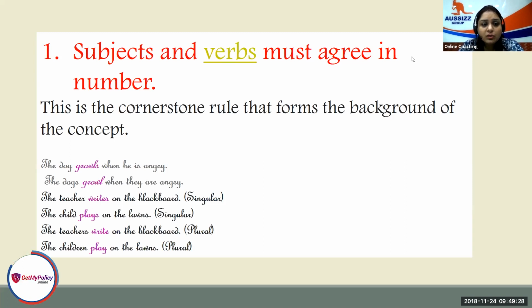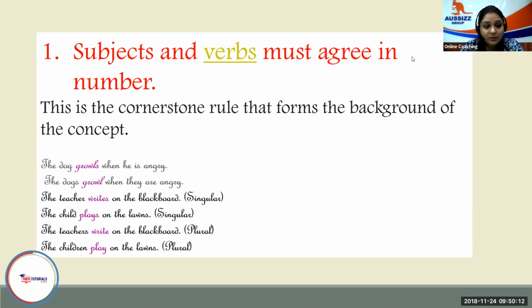Example: the dog growls when he is angry, and the dogs growl when they are angry. What is the difference? The dog, here we can see a singular dog, so we add s to the verb: growls when he is angry. The dogs is plural, so we say growl when they are angry. So you have to understand, if you're using a singular noun, you have to use a singular verb. If it's a plural noun, you have to use a plural verb, and a plural verb is one to which we cannot add s. So the dog growls when he's angry. The dogs growl when they are angry.